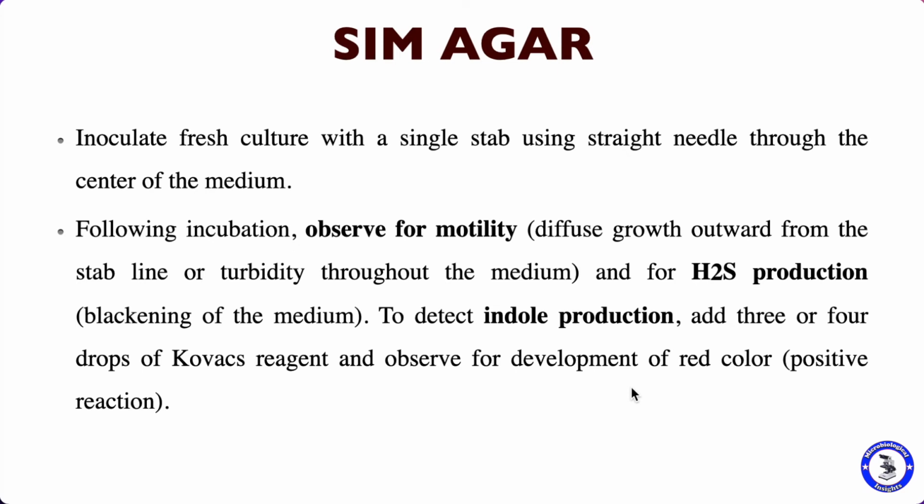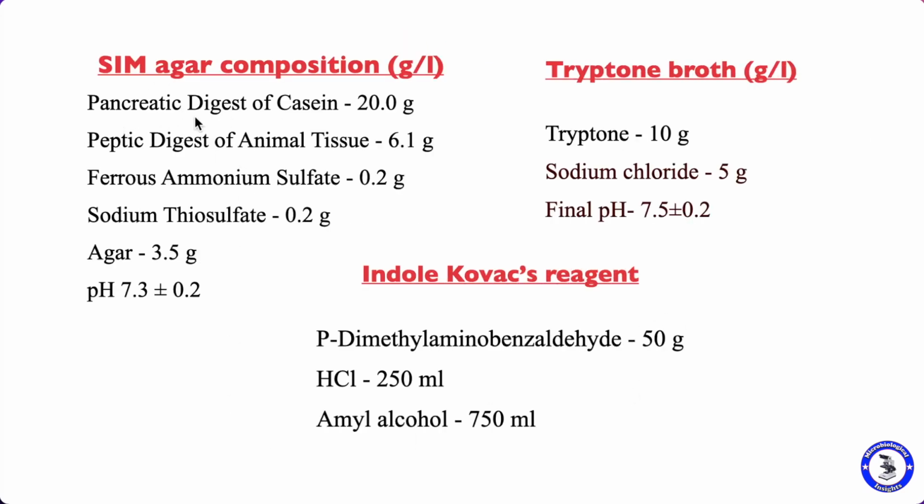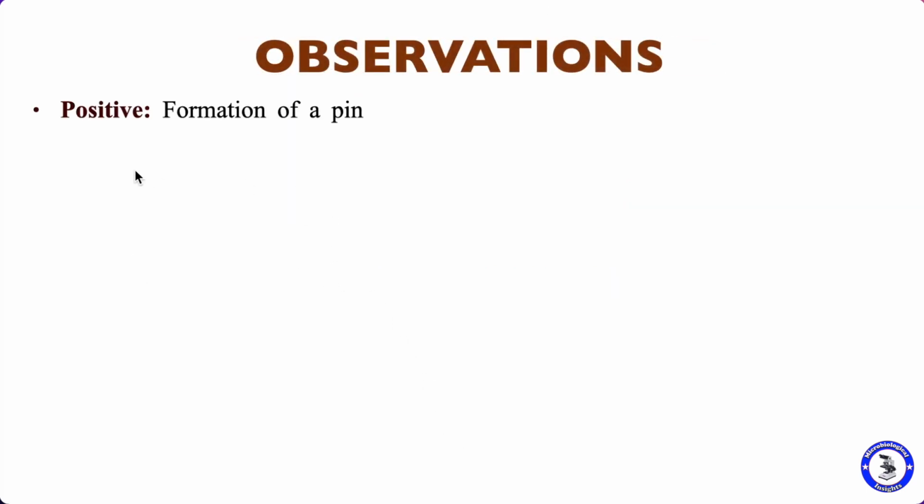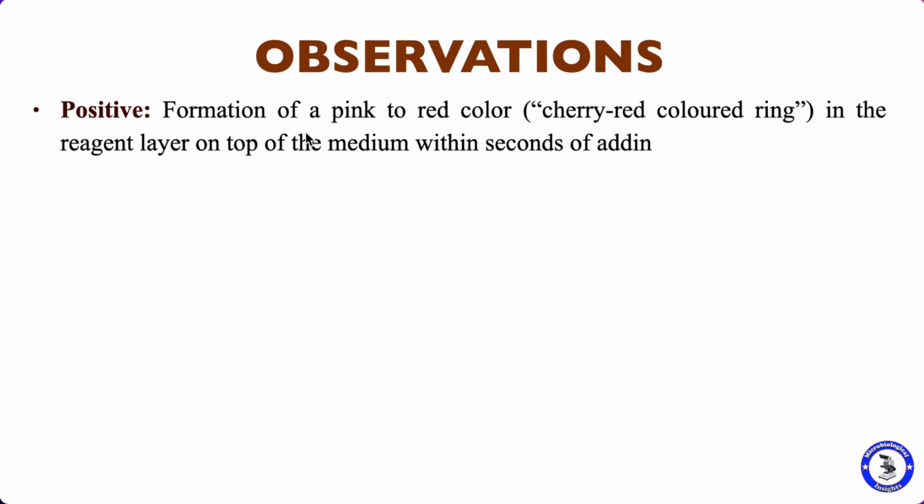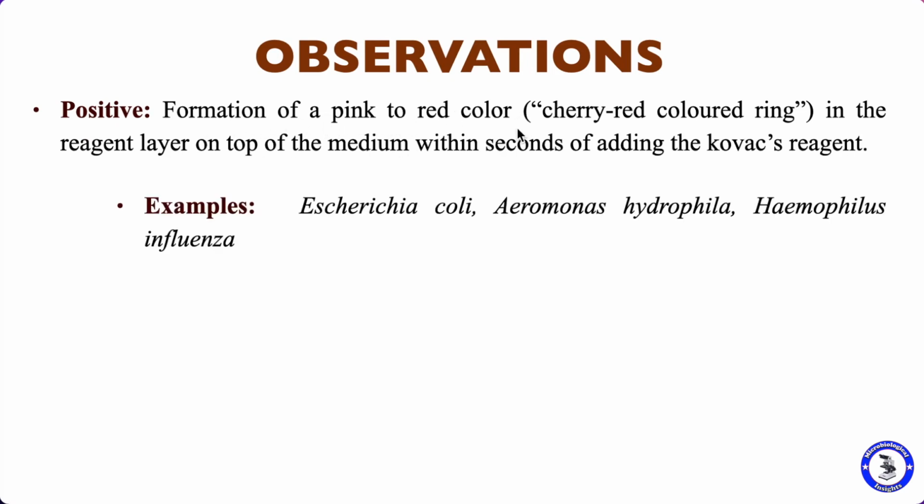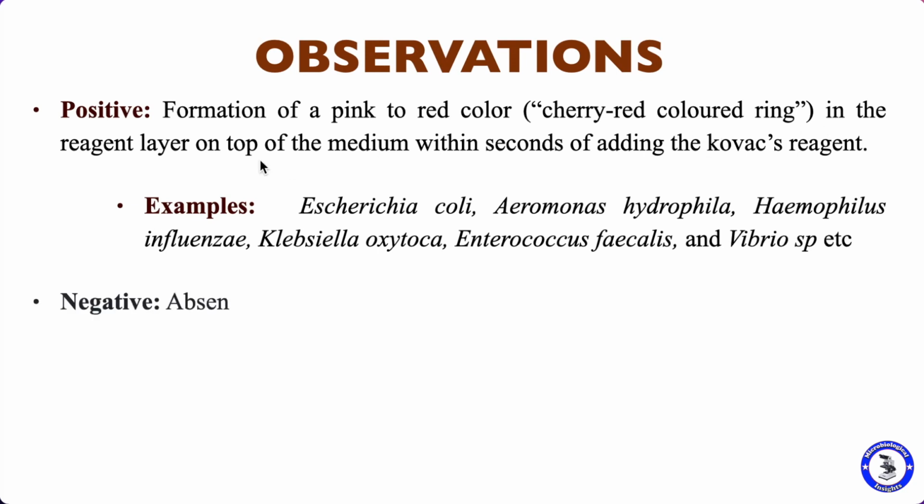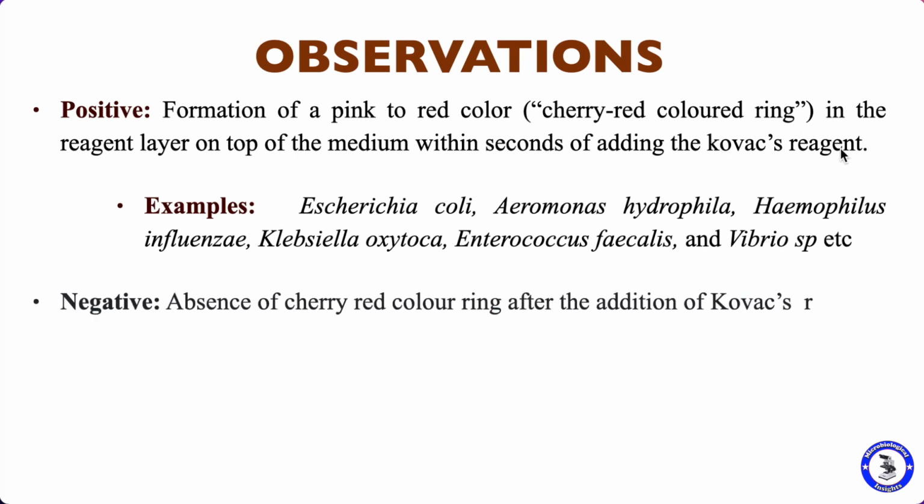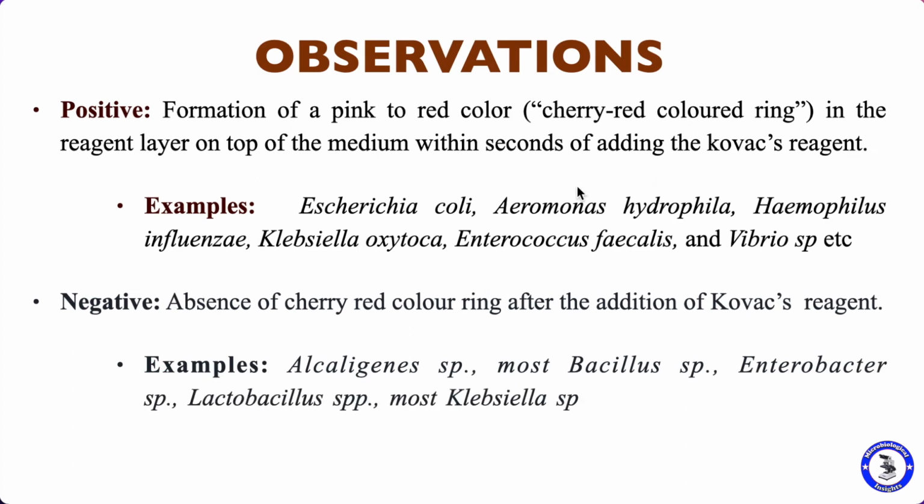So these are the compositions of SIM agar. It contains casein, peptic digest of animal tissue, ferrous ammonium sulfate, sodium thiosulfate, agar. Tryptone broth means tryptone, sodium chloride. Kovac's reagent contains dimethylaminobenzaldehyde, hydrochloric acid and amyl alcohol. And the observations are, positive test, as I already told, is the formation of a pink to red color ring on the top of the layer after the addition of Kovac's reagent, which indicates the positive result.